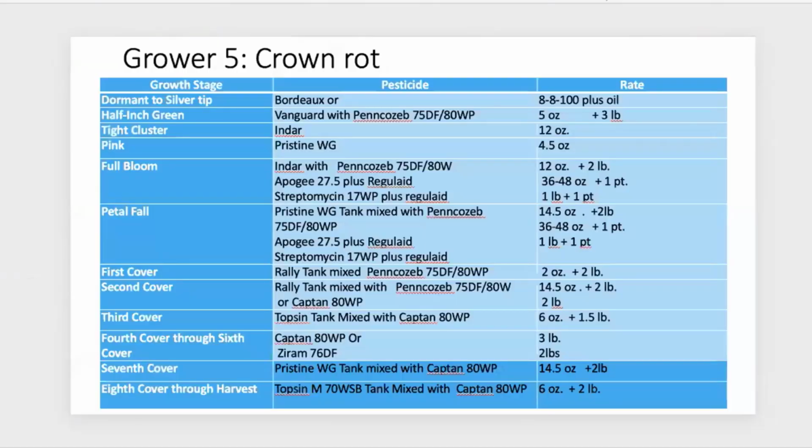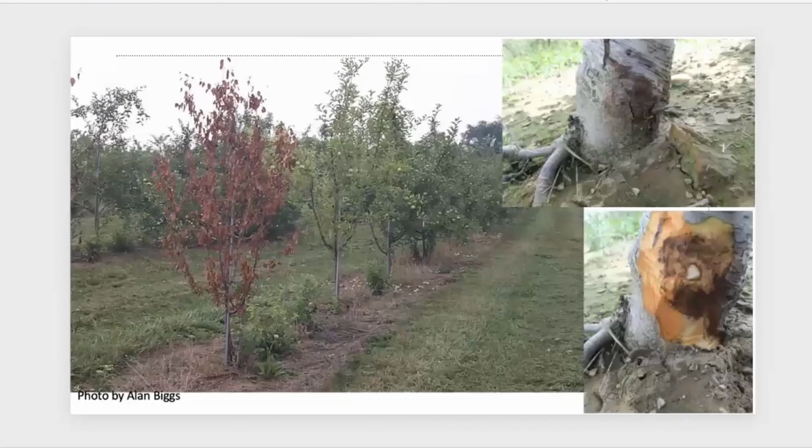All right. So here is a really comprehensive schedule. I think this is a really awesome schedule, quite honestly. And based on a real live grower as opposed to a real dead grower. But so here we can see, they start off early on, they have their copper down, they're using Vanguard, they're tank mixing it just like you would like. They come in with a cleanup with Indar. They're getting really good control of everything except crown rot. So here's our picture of crown rot.